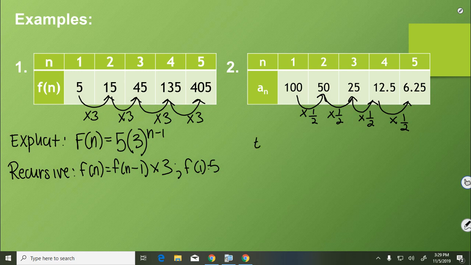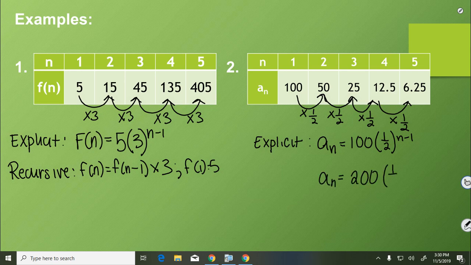So explicitly, we would say a of n equals 100 times 1/2 to the n minus 1. Now, I didn't do this one in the last one because it would have been a fraction, but this would be equivalent to a of n equals 200 times 1/2 to the n. Because if I went back to the 0th term or the initial amount, that would be 200.